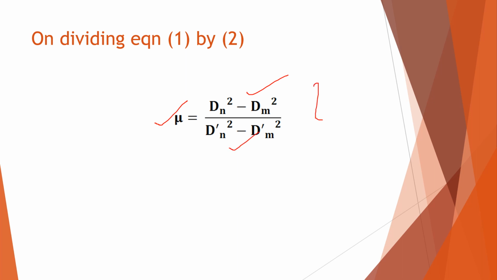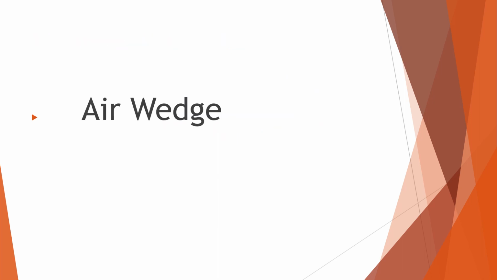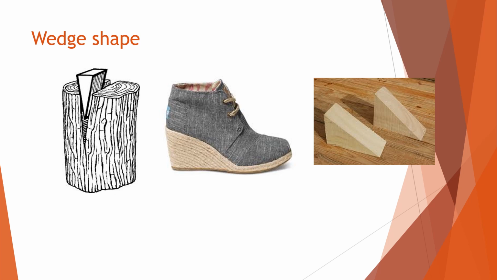Please remember this equation. You will have to do problems using this, and also in the lab course, as a second experiment, we have this application. So next we are going to discuss air wedge. I hope you are familiar with this shape, wedge shape. We have wedge shape shoes. This is the shape of a wedge. So when you have an air film in the shape of a wedge, we call it an air wedge.